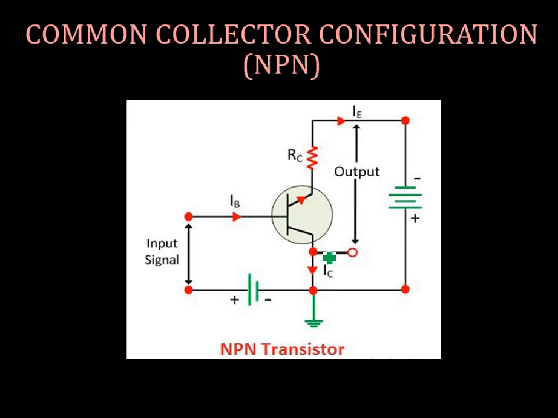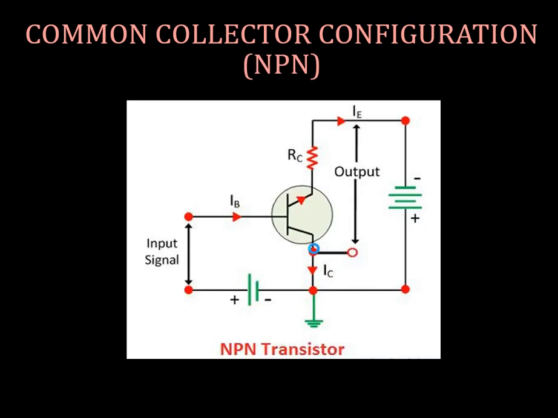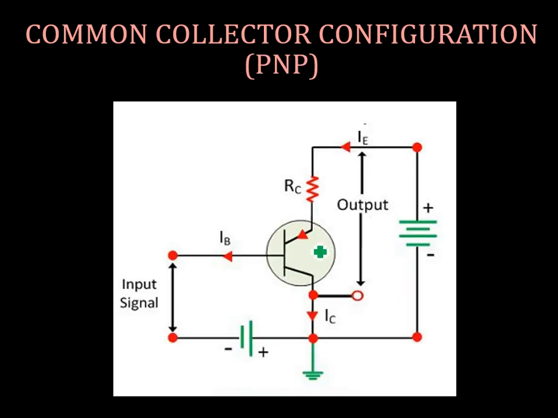Now, common collector configuration is not used in amplifier mode because of some of its characteristics. We are not going into the detailed characteristics, but just understand the connection here. The collector is common here, and this is a PNP and this is an NPN transistor which is used.